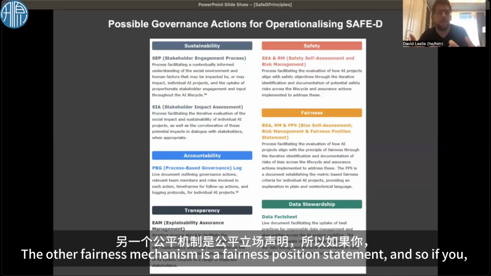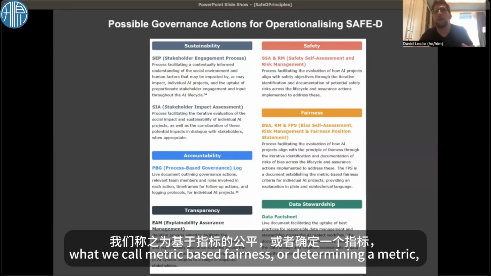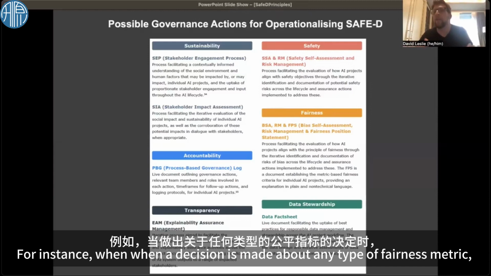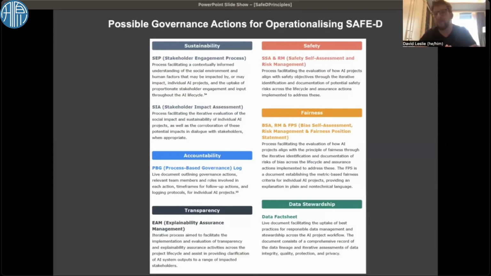The other fairness mechanism is a fairness position statement. If you have any models or systems that involve what we call metric-based fairness, so determining a metric that will guide the allocation of outputs or the distribution of error rates, for instance, then when a decision is made about any type of fairness metric, a fairness position statement makes explicit the rationale behind that decision for the metric.